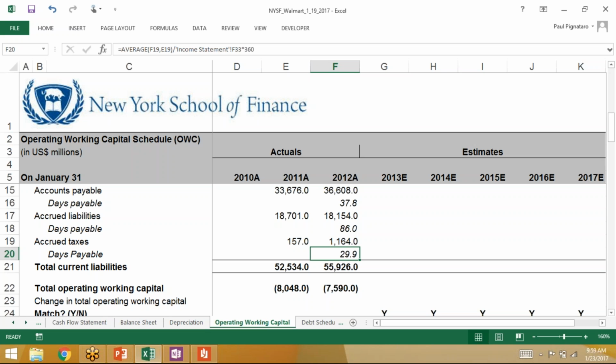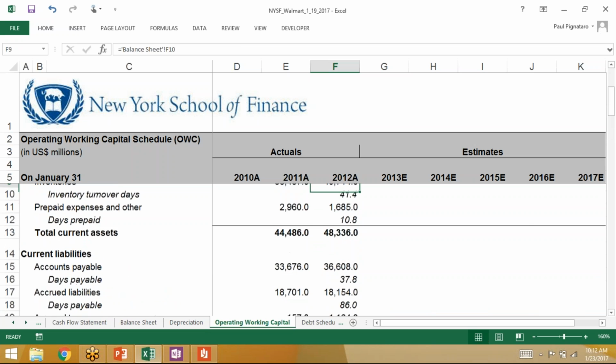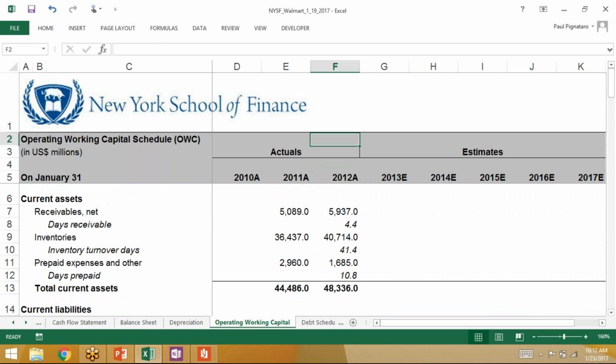Okay. Let's take a break. And then I want to talk about projecting, interpreting into the cash flow, start talking about the balance sheet. Let's talk about making projections. So when making projections, we're going to use days as the driver.